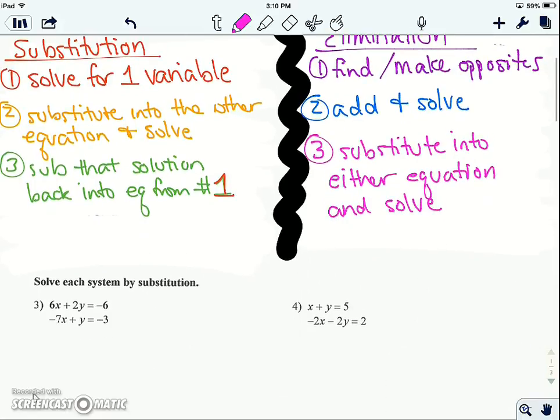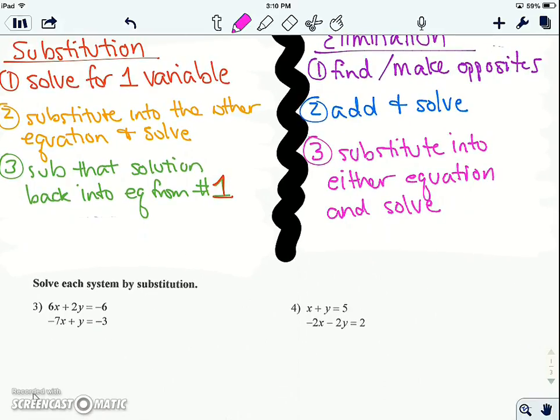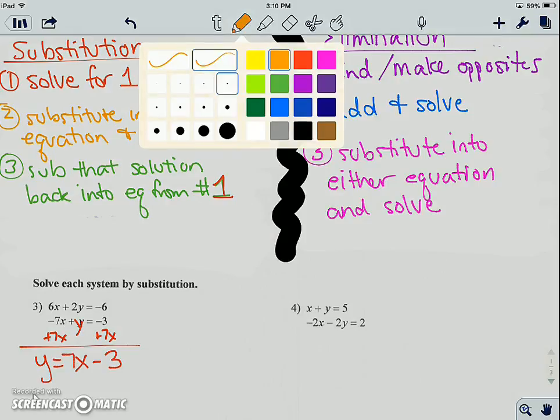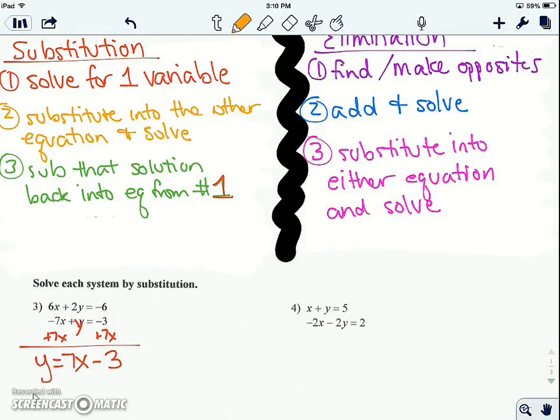So substitution, step number 1, says solve for one variable. So looking over here at 3, I'm going to solve for this y because it's the one that's almost by itself. So I do that by adding 7x to both sides. And I have y equals 7x minus 3. Okay. Now step 2 requires me to plug this y equals in here because we're trying to find when we have the same x and y. So we're going to put this y right here.